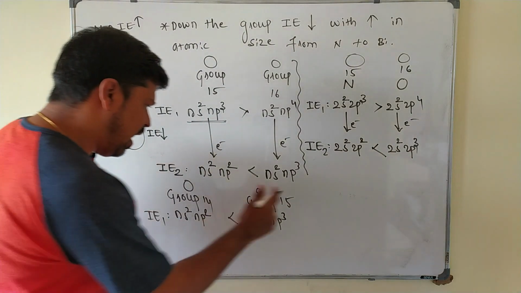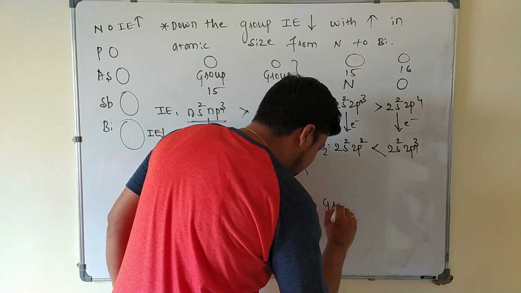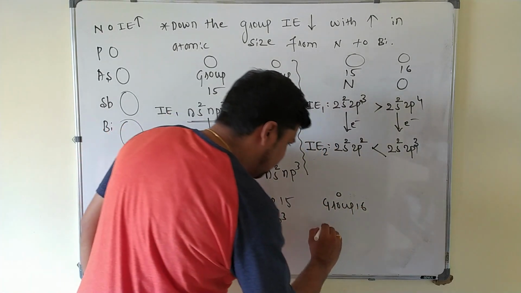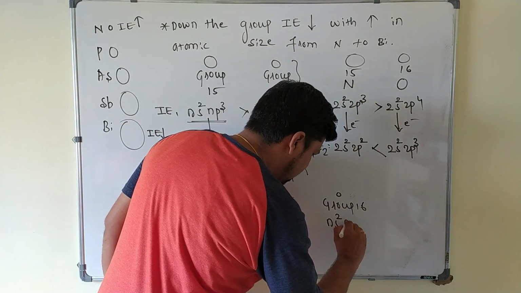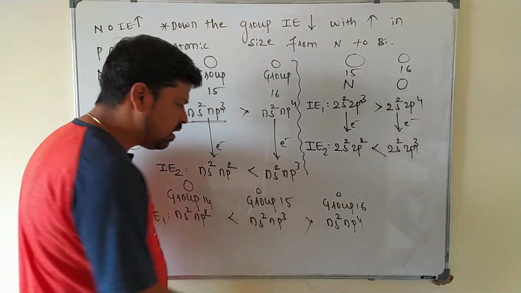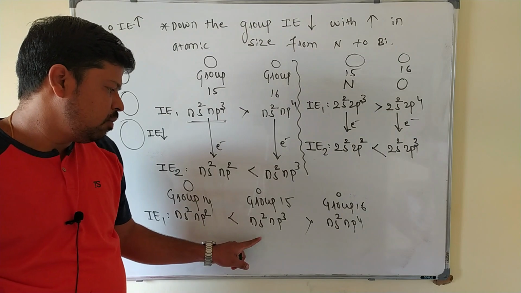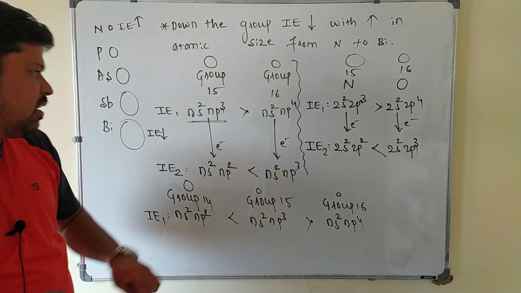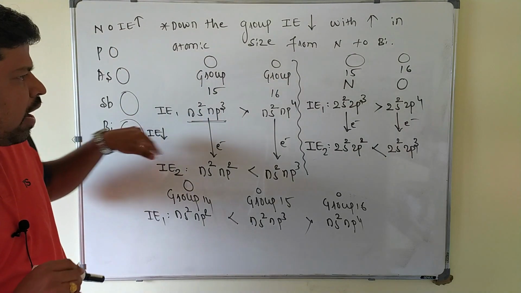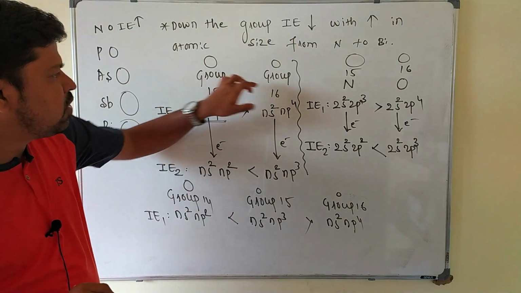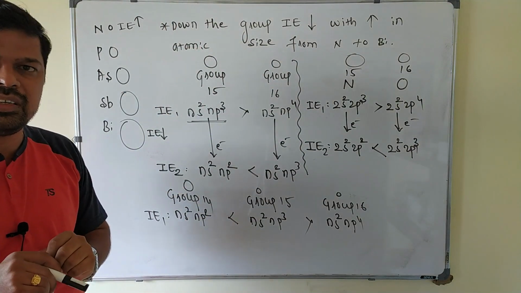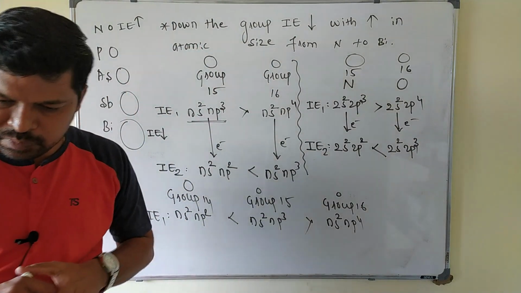group 14. Again if I write group 16 in front of this one, what happens here? This is small size. Again its configuration is ns2 np4. This is not a stable configuration. Again the ionization energy is more than that of group 16 element. This is the comparison of ionization energy down the group and across the period, from group 15 to 16 and 14 to 15, of the group 15 elements here. Okay, this is ionization energy.